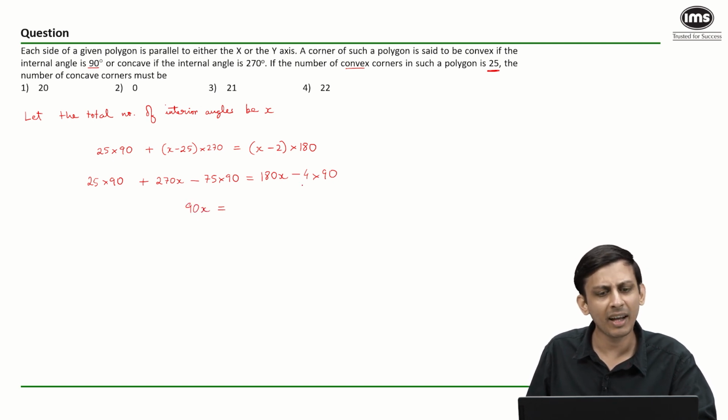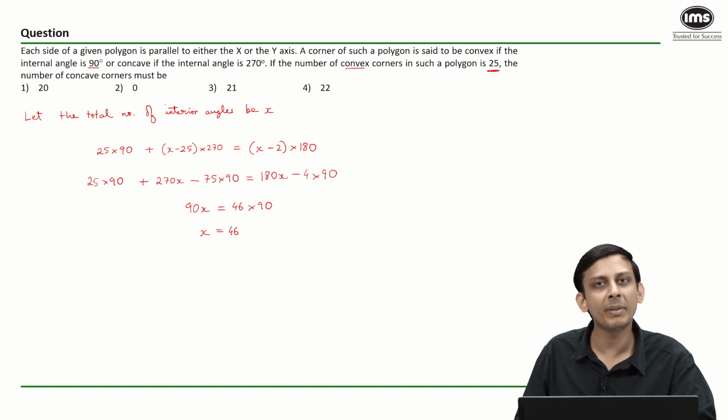Now look at the other values. So here we will have 25 into 90 minus 75 into 90. 25 minus 75 will be minus 50. On the other side, that will become plus 50. And 50 minus this 4, that will give us 46. So 46 into 90. Okay, so now the calculation is very simple. Cancel of 90. So we will get x is equal to 46. X was the total number of interior angles.